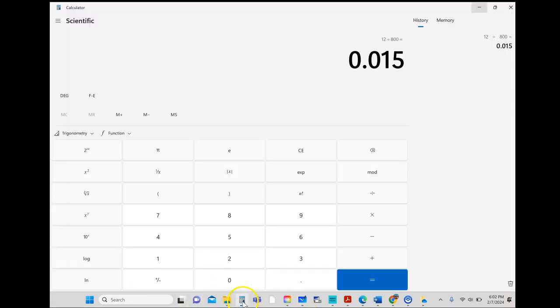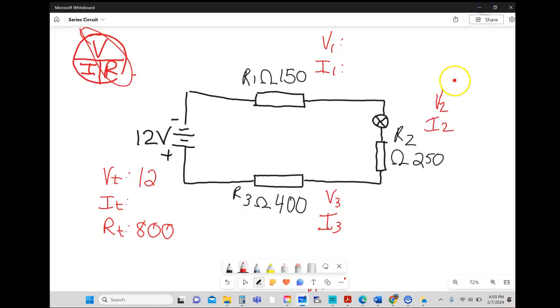So in my calculator, that looks like this. 12 divided by 800 equals 0.015. See that? All right, so now I know 0.015. Great. So now that I know my total current, remember the rule? Current is constant.